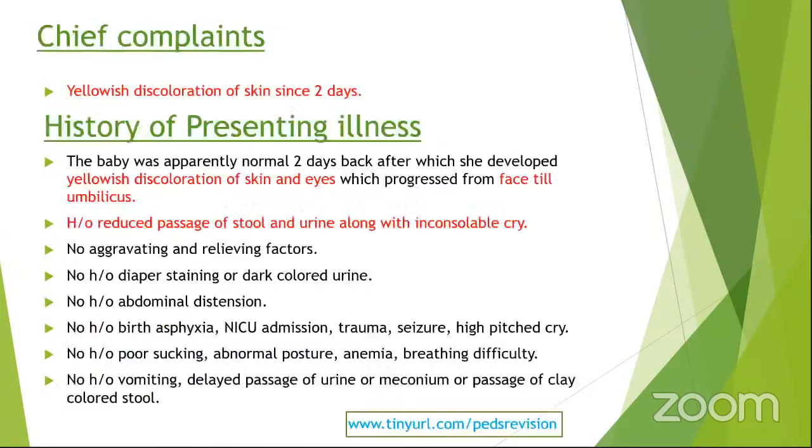So, came to Tagore Medical College and Hospital with chief complaints of yellowish discoloration of skin since 2 days. History of presenting illness. The baby was apparently normal 2 days back, after which she developed yellowish discoloration of skin and eyes, which progressed from face till the umbilicus. And there is also a history of reduced passage of stool and urine along with inconsolable cry.